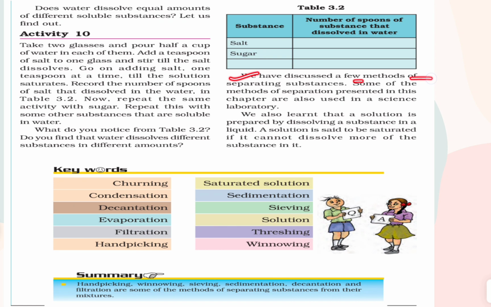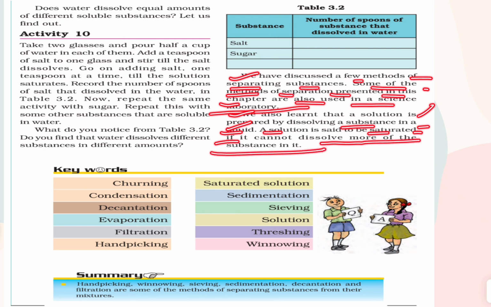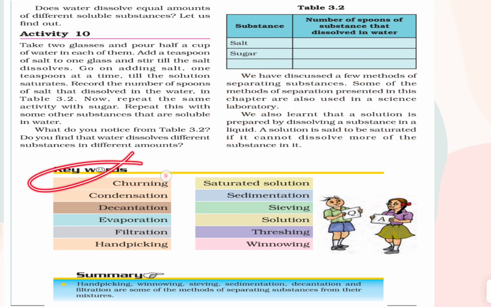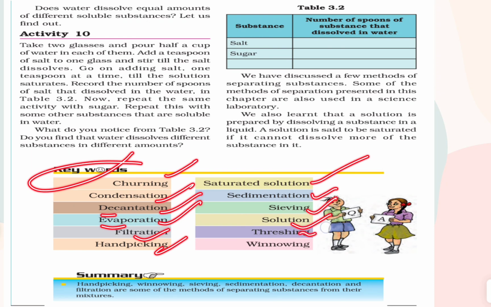We have discussed a few methods of separating substances. Some of these methods of separation presented in this chapter are also used in science laboratories. We also learned that a solution is prepared by dissolving a substance in a liquid. A solution is said to be saturated if it cannot dissolve more of the substance in it. Keywords: churning, condensation, decantation, evaporation, filtration, handpicking, saturated solution, sedimentation, sieving, solution, threshing, winnowing.